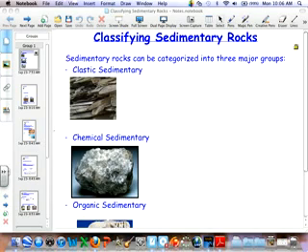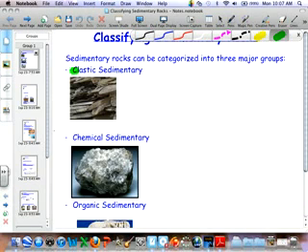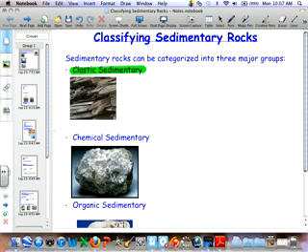Now, on Friday, we spent a lot of time talking about clastics. The majority of sedimentary rocks are grouped into clastic sedimentary rocks. Again, what does it mean to be a clastic? Okay, so back to Friday. What does clastic mean? Look at your notes from Friday. Pieces of rock. Okay, so clastic sedimentary rocks are just pieces of other rocks.